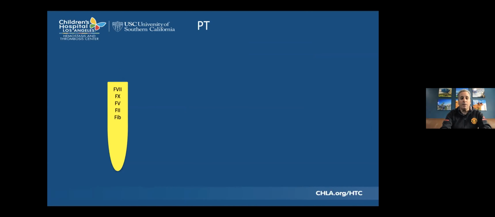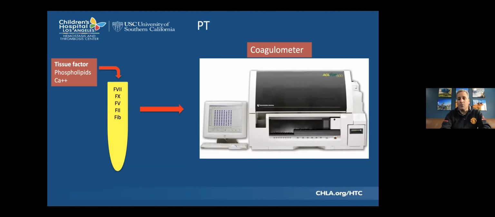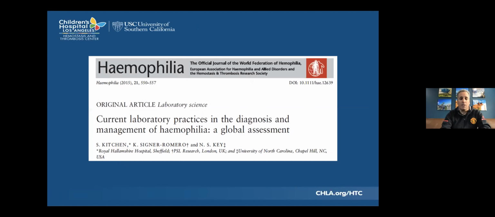The PT is a bit different. We mentioned the extrinsic and common pathway. Here you're adding tissue factor. You still need phospholipids and calcium, but we're adding artificial tissue factor. This often is in the form of, believe it or not, rabbit brain, which is a common source of tissue factor. There are artificial sources of tissue factor, including recombinant human tissue factor. So it's not so crucial what is used there. There aren't too many options there. And then, of course, that goes into the coagulometer and it'll run the test for you.